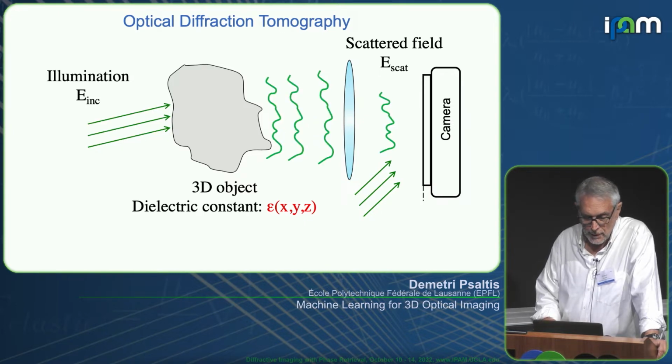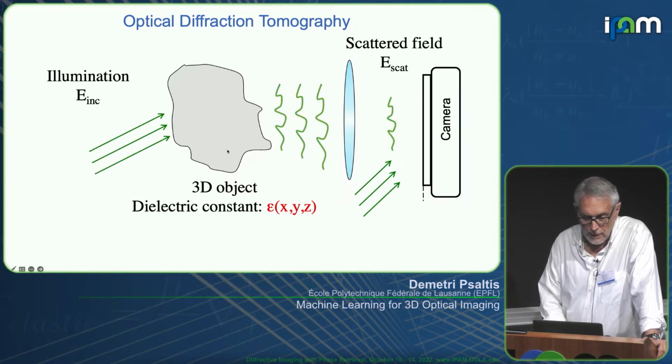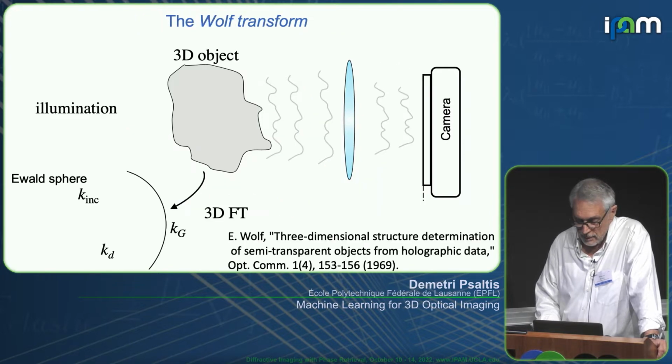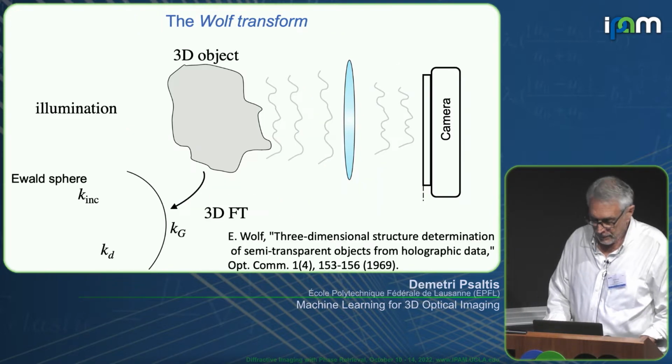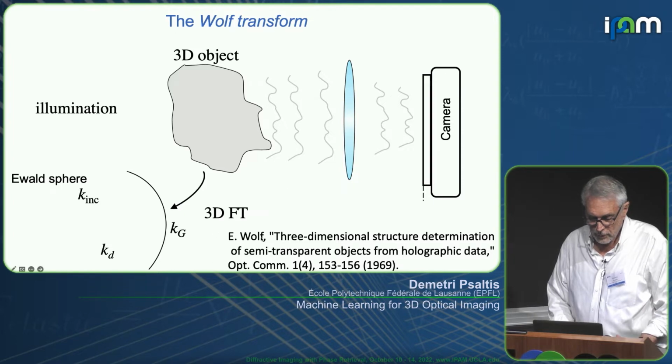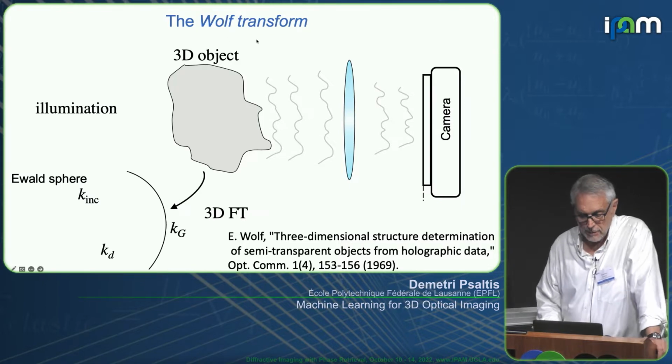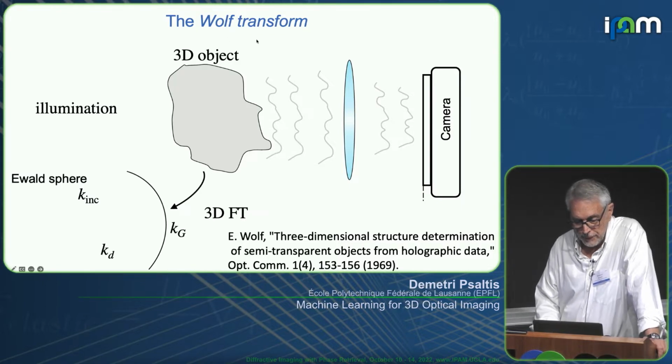Okay, then when you change the angle of illumination, basically you're looking at a different projection, so you gather a large number of these projections, and the goal is to put them back together and get a 3D shape. So Emil Wolf, the famous Emil Wolf, in '69, I think, had a very insightful paper. So I call this the Wolf transform, the method to invert it.